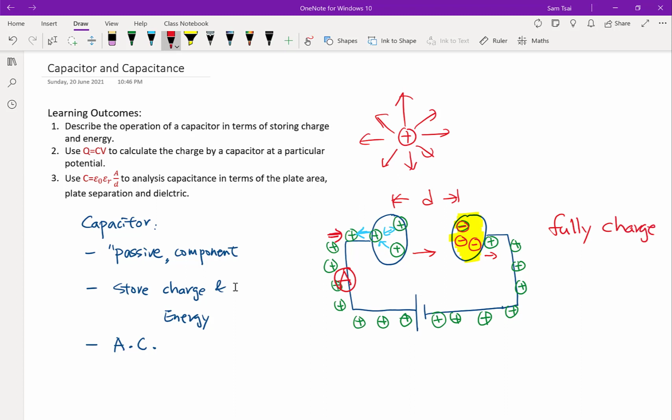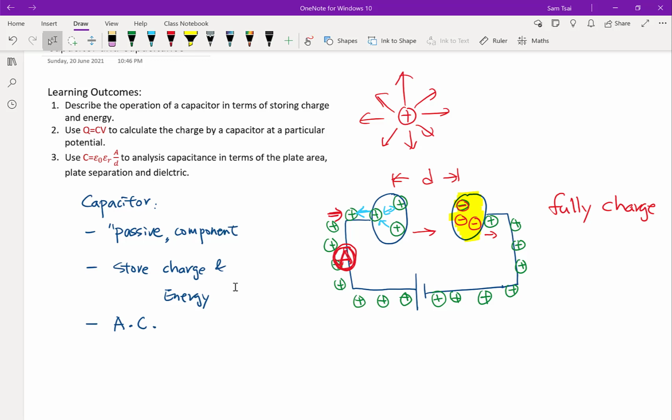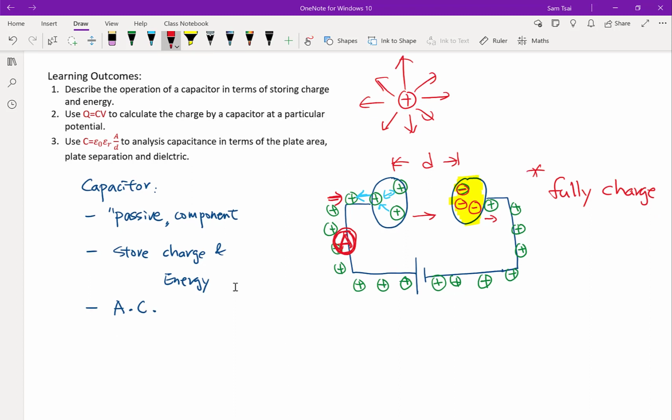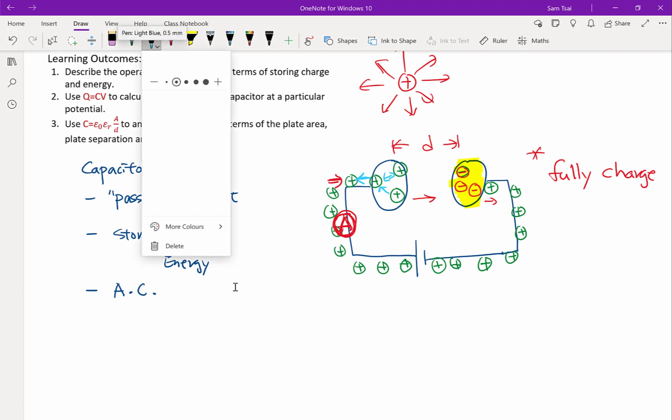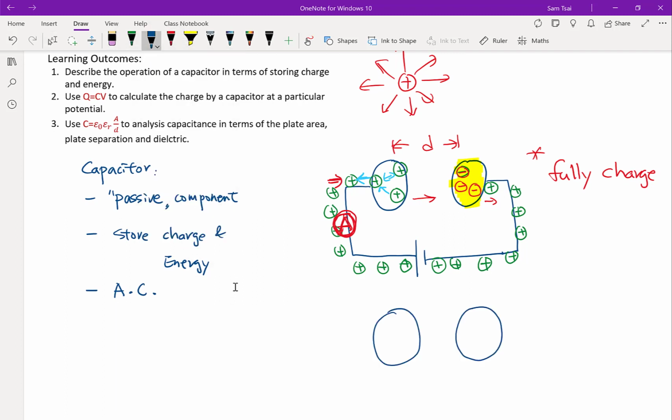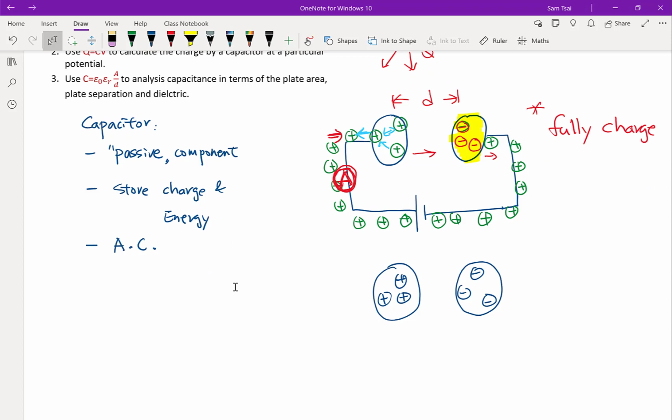Okay, but before that, we will read the current. We can read the current from the ammeter. So now I think basically we see when it is fully charged, the capacitor has stored some charge on the conductors. At this time, if you remove the battery, we have some positive charge accumulated at this side, and some negative charge stored at the right hand side. So this is how we store charge in a capacitor.